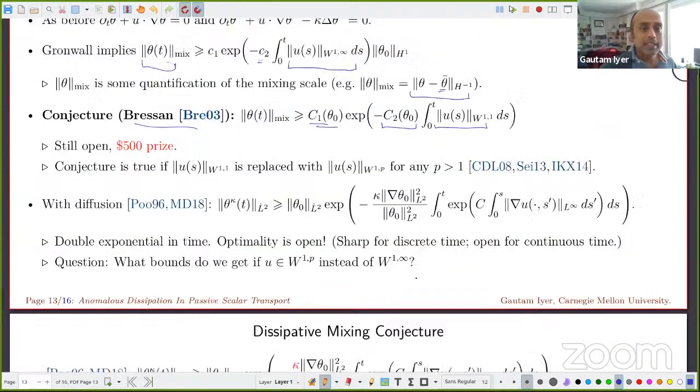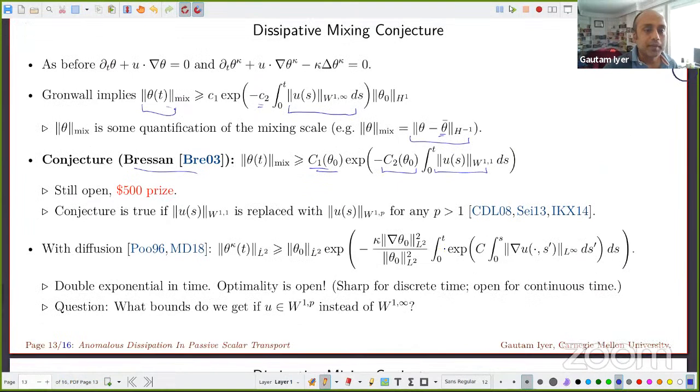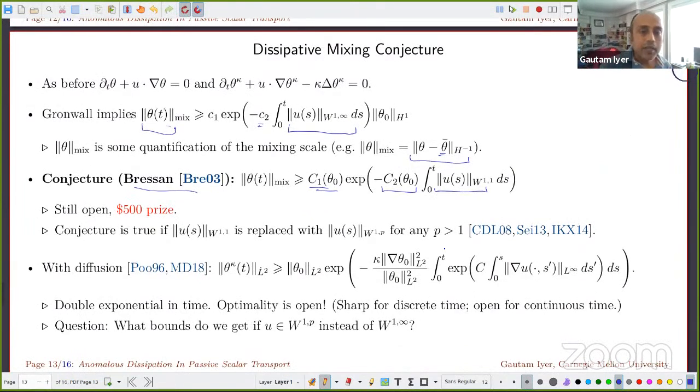So what happens in the context of diffusion? Well, with diffusion, I don't need to look at the mix norm to see how fast things decay. The energy already for the diffusive equation decays. So let me just stay at the L2 level and see what I can say. The better I mix, the more efficient diffusion is going to be, and the faster my L2 norm is going to decay. So let me look for lower bounds of the L2 norm.